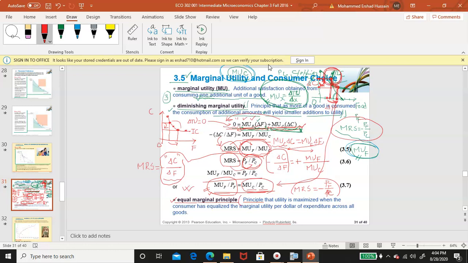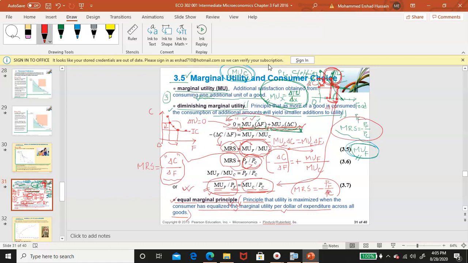This principle says that utility is maximized when the consumer has equalized the marginal utility per dollar of expenditure across all goods. Remember we said this ratio of marginal utility divided by price is the marginal utility per dollar of expenditure on food, and on the right hand side it is the marginal utility per dollar of expenditure for clothing. So that is the ratio.